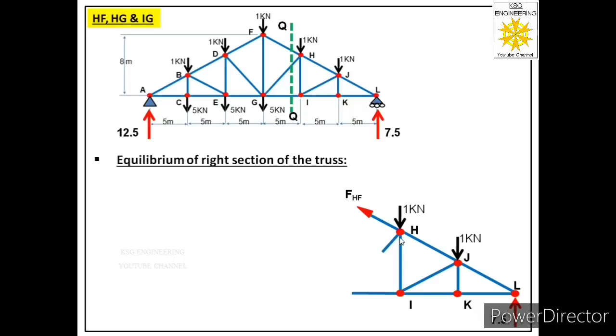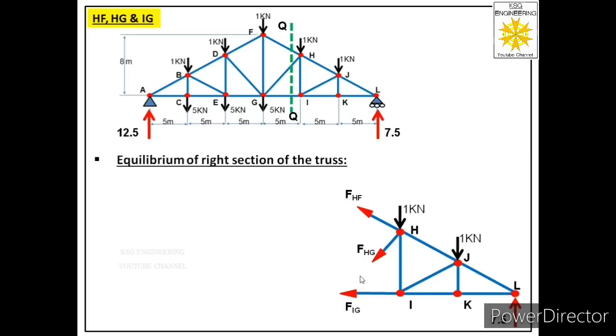So this is member HF. So in this member we have labeled its force FHF away from the joint, that is tensile force. This is member HG. So we have labeled its force FHG away from the joint, that is tensile force. Then this is member IG, and we have labeled its force FIG away from the joint, that is tensile force.